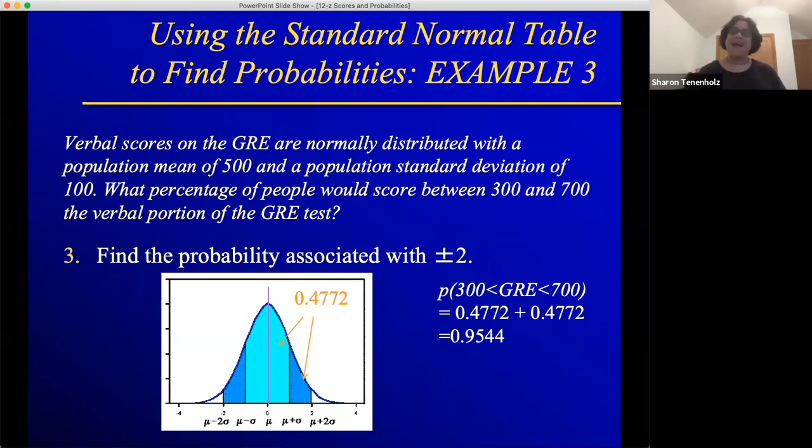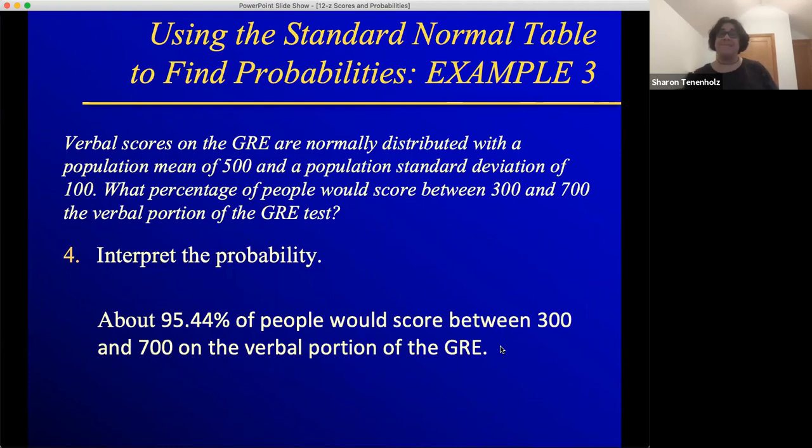And we would find that together, it's 0.9544. So the area between a Z-score of 0 and 2 standard deviations above the mean is 47.72%. The area between 0 and 2 standard deviations below the mean is 47.72%. So altogether, 0.9544. So when we interpret this, we see that about 95.44% of people would score between 300 and 700 on the verbal portion of the GRE.